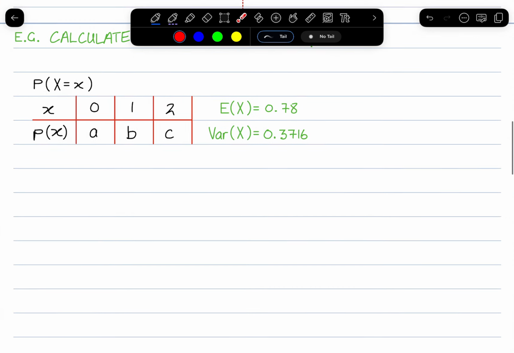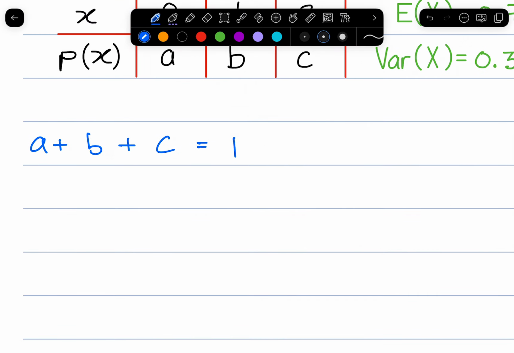So here we go. Now, like I've stated before, the easiest bit here, we should know that these three should add up to a total of 1. So A plus B plus C should equal 1. As you can see, we can't really know what these numbers are.